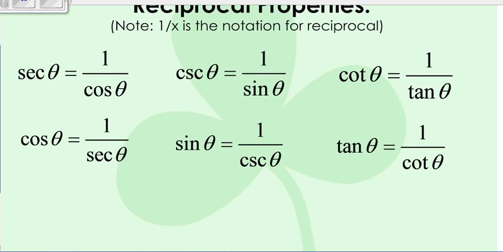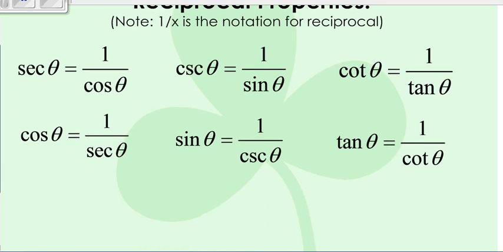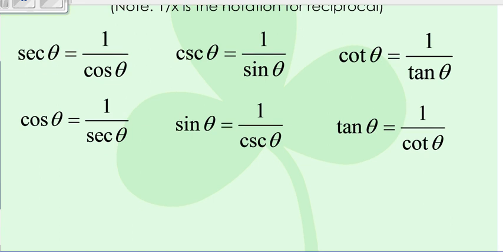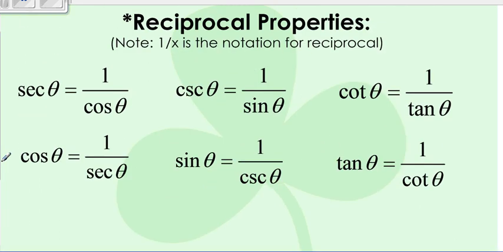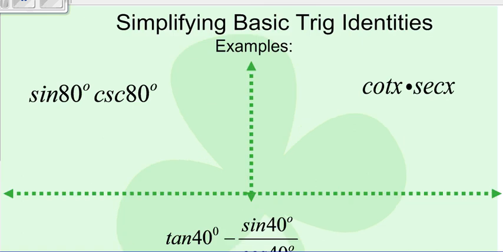Reciprocal properties: the secant is going to be 1 over cosine, just as before. Cosine is 1 over secant. We may need to know that or use it. Cosecant is 1 over sine. Sine is 1 over cosecant. Cotangent is 1 over tangent. And tangent is 1 over cotangent. Now these should all be familiar to you. We have talked about them in class before.